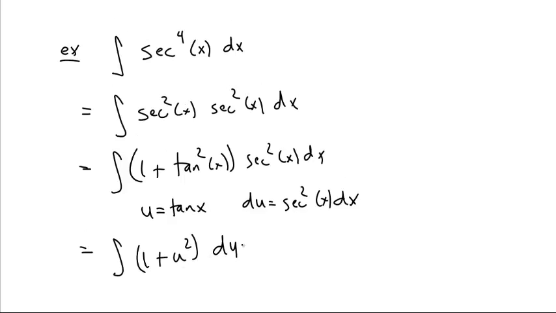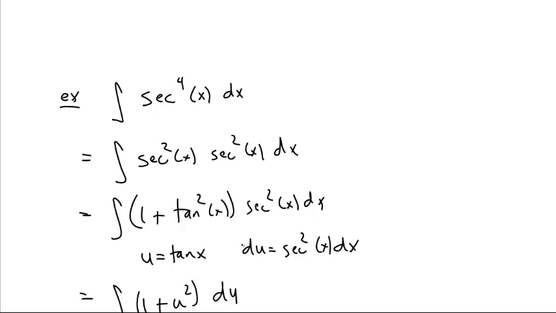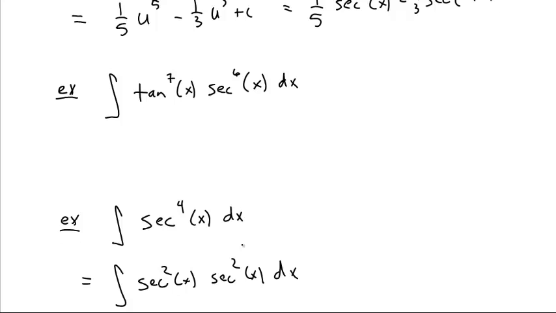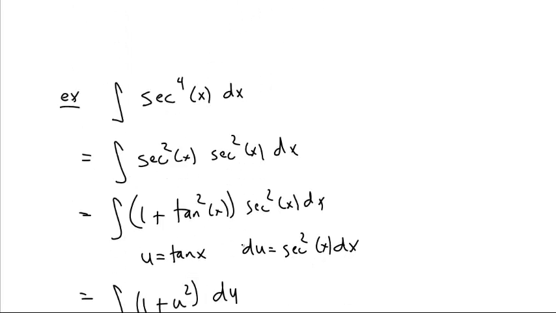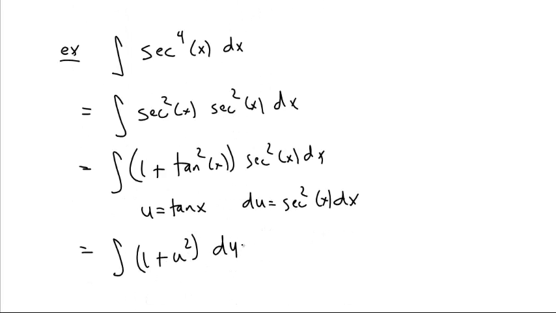And this in fact will work anytime you have secant to an even power. Secant to an even power times any number of tangents, turn all but 2 of the secants into tangents, and then this trick will work.